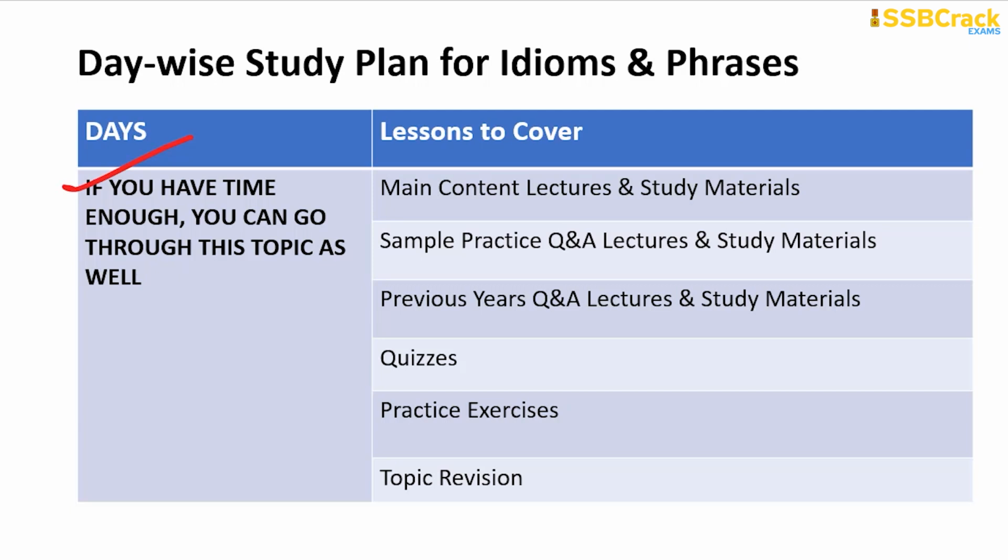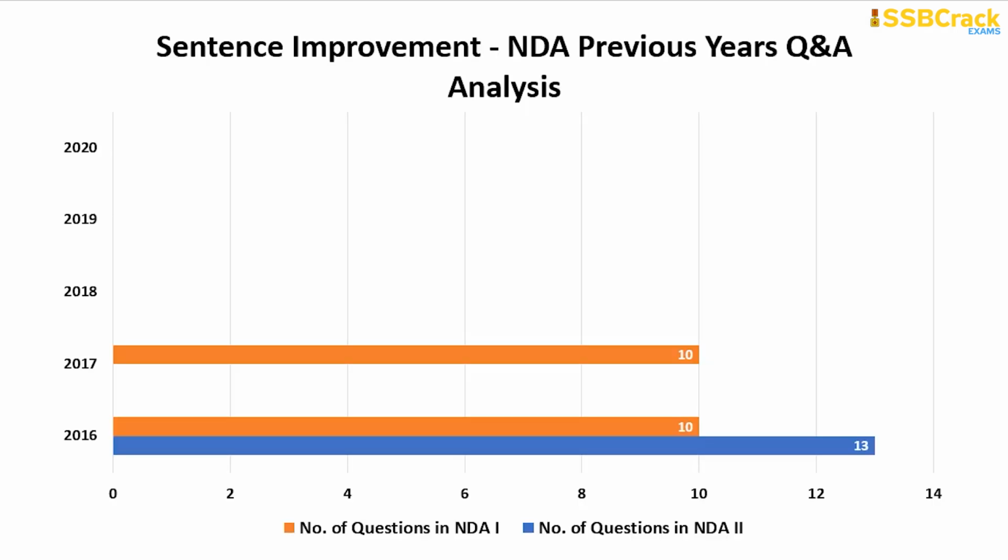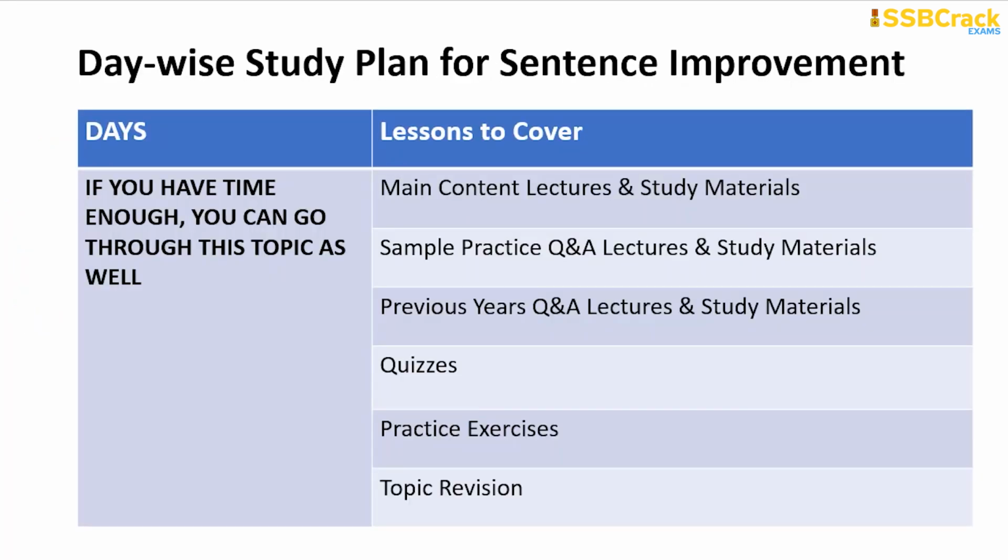Also, the next topic that we have left out is sentence improvement. As you can see, in the last 3 years, no questions have come from sentence improvement. It came only 10 in number in NDA 1 2017 and 2016, and also in NDA 2 2016 13 questions came, but not in recent years. So you can rule this topic out. But again, if you want to check this topic out, if you have time, you can also do so, checking its main content lectures, sample practice Q&A, previous year's Q&A, quizzes, practice exercises, and much more.